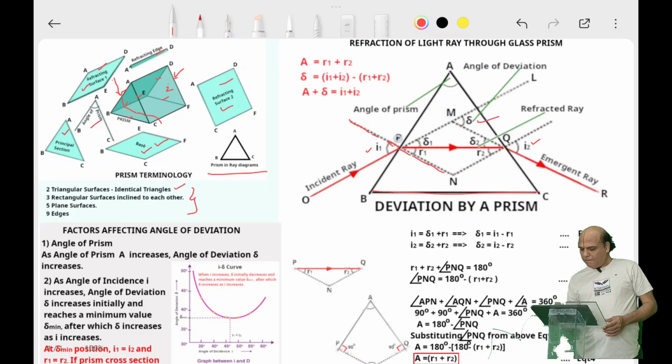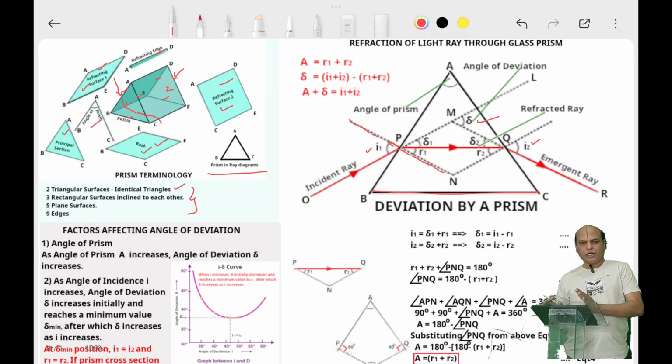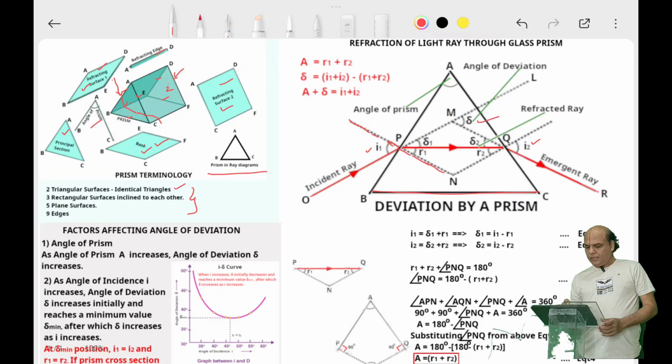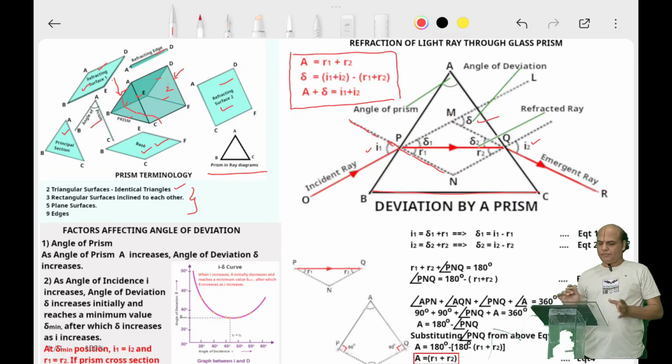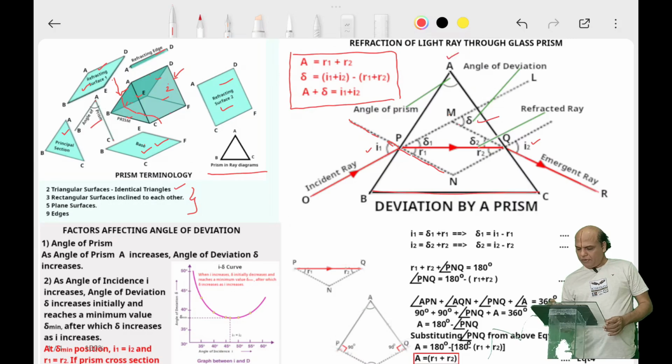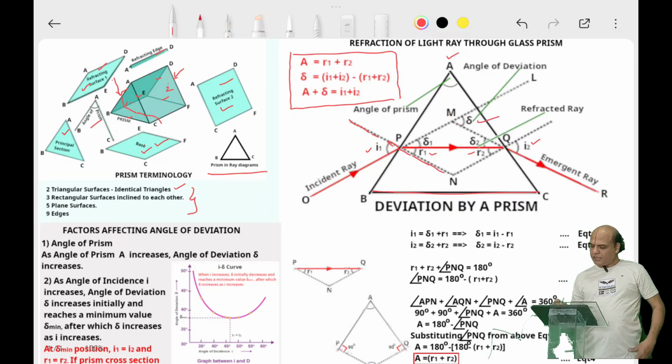Let angle MPQ be denoted by delta 1 and angle MQP be denoted by delta 2. Take your time to understand the various angles and the nomenclature of this ray diagram. Now, these relationships we should memorize. We will see how they are derived in a short while. Firstly, the angle of the prism A will be equal to the sum of the internal angle of refraction and the internal angle of incidence, that is R1 and R2. So A is the sum of R1 and R2. That is the first relation you should memorize.